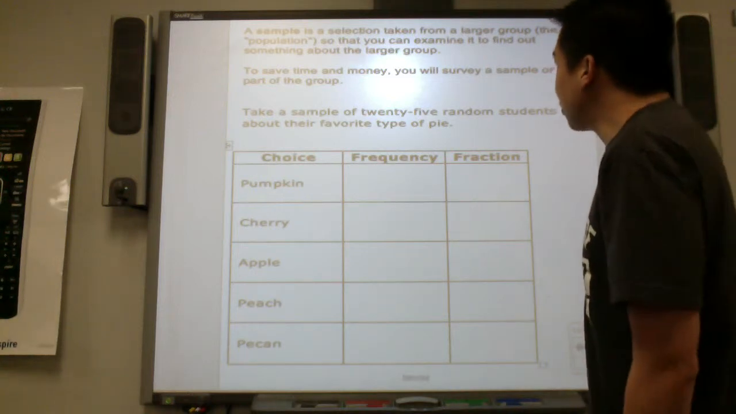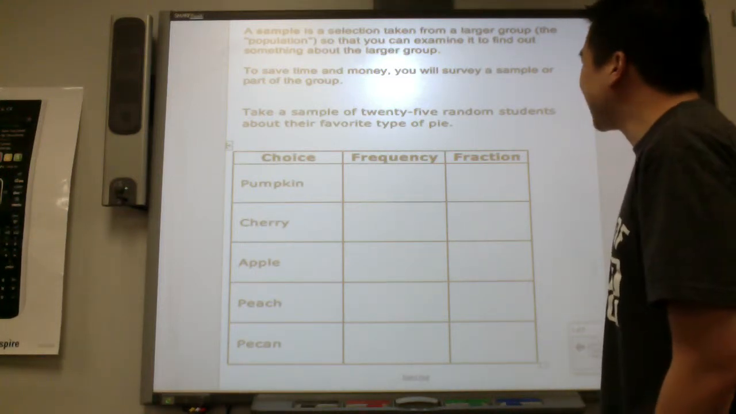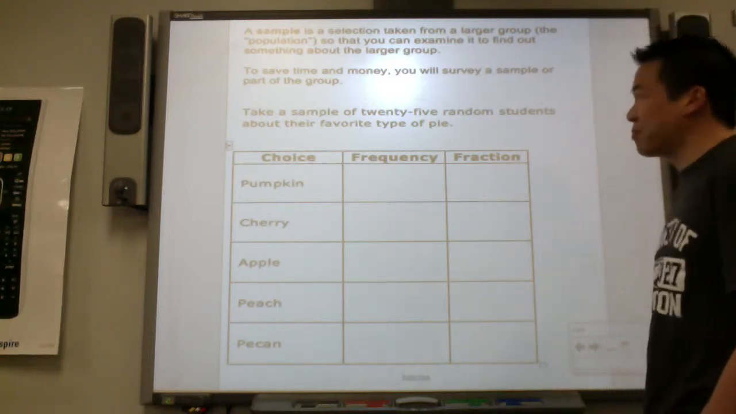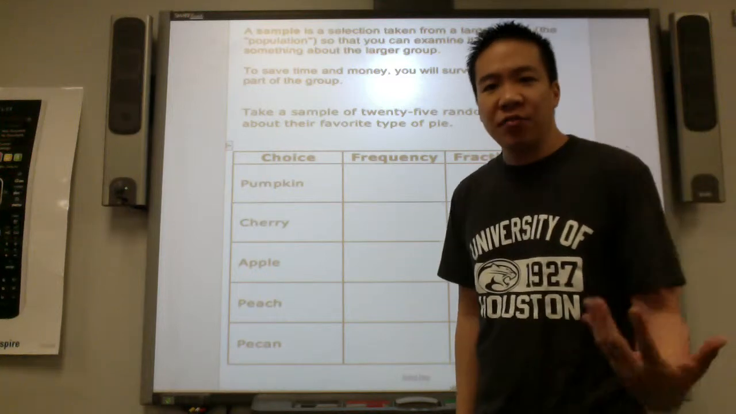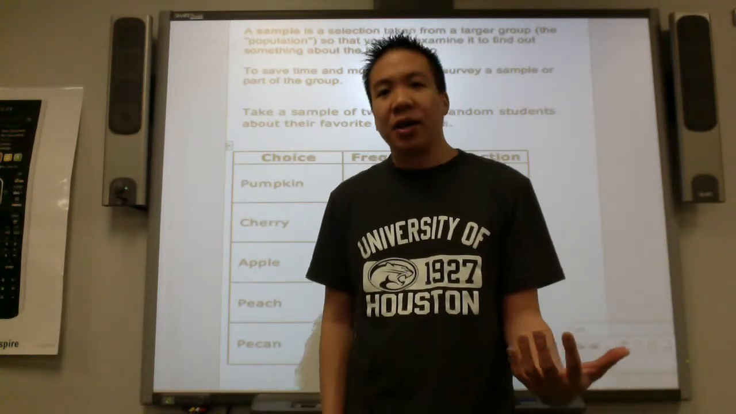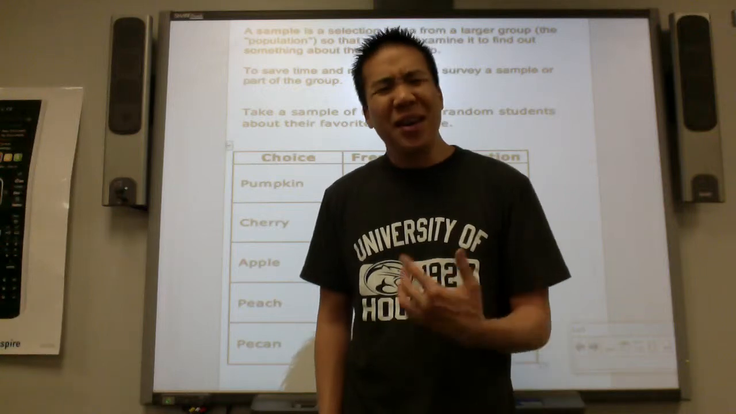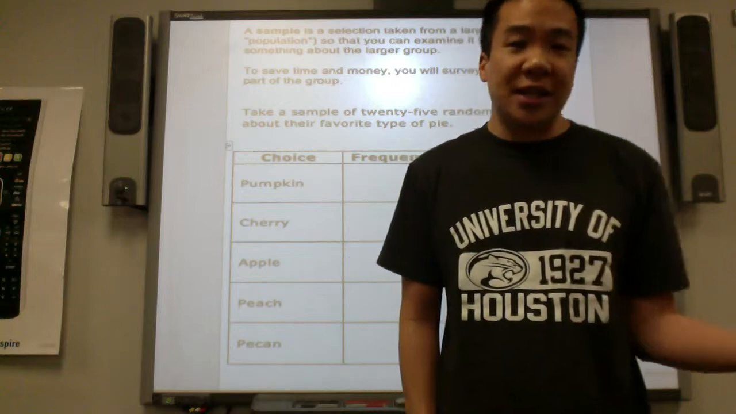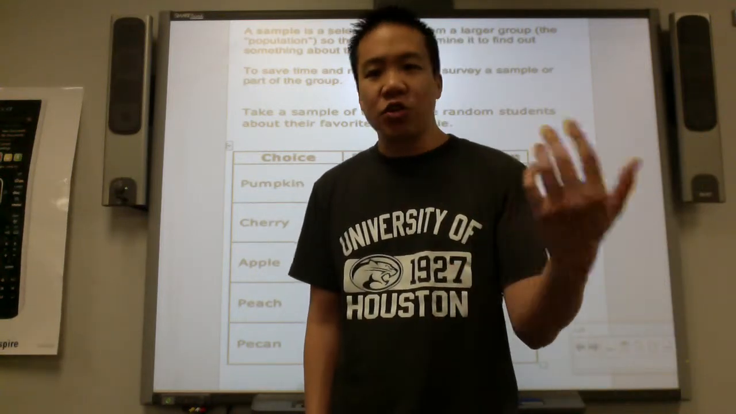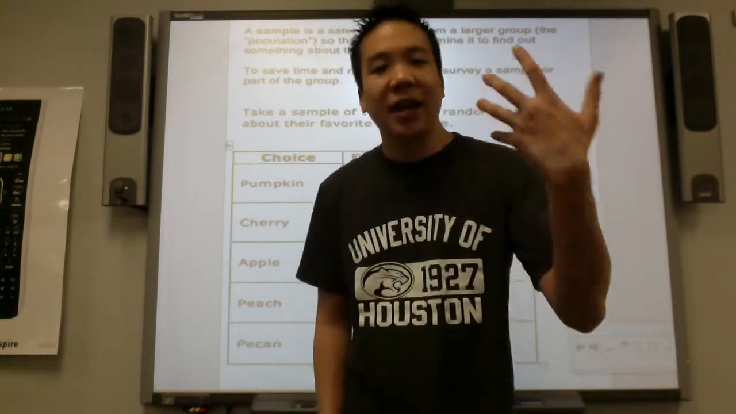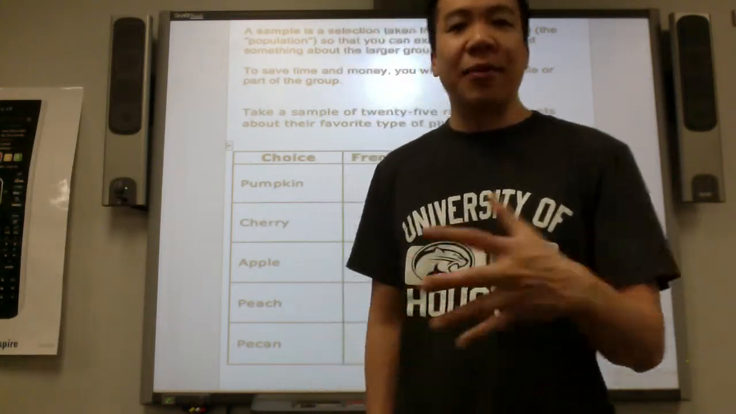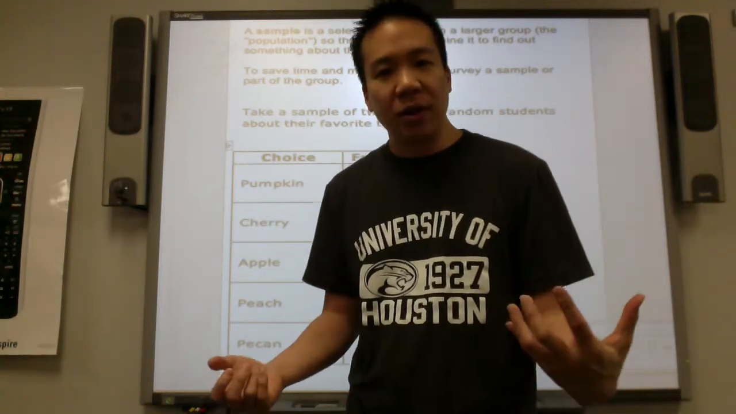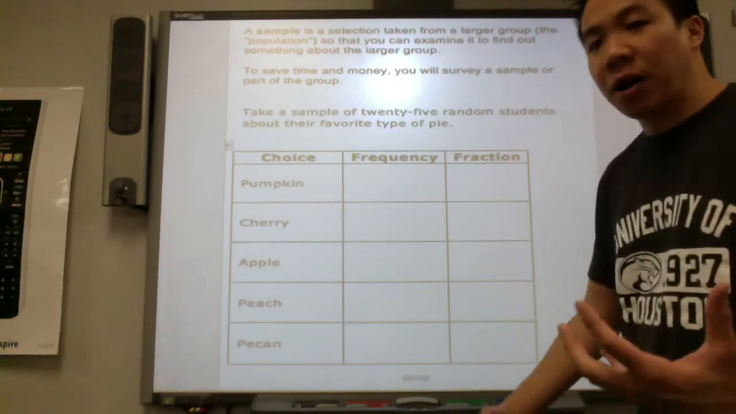A sample is a selection taken from a larger group so that you can examine it to find out something about the larger group. To save time and money, you will survey a sample or part of the group. That's why, because if I want to do a survey at McMeans Junior High about how many people like the school lunch, am I going to ask every single student in the school? No, I don't have time. So to do a nice sample, I'll probably ask, I don't know, 15 or 20 kids in 6th grade, 20 kids in 7th grade, 20 in 8th grade. And from that conclusion, I can make an educated guess as to how they feel about lunches at McMeans Junior High, or about the general population.